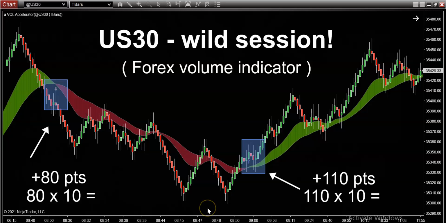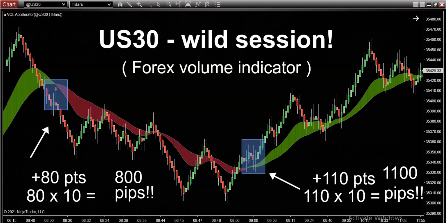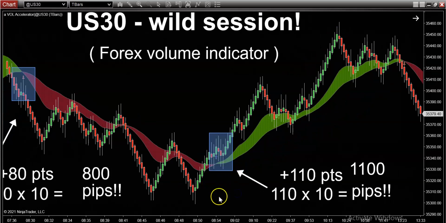All right. So to finish this out and blow your mind right now, yes, this downtrend from just 8 o'clock in the morning until 9 o'clock in the morning, all right, this downtrend that was represented by this best Forex indicator here caught 800 pips. Okay, yes, you read that correctly, 800 pips. How about over here on this long from 9 o'clock until about lunchtime, let's call it? Yes, you are reading this correctly. Your eyes are not playing tricks on you. This was 1,100 pips.